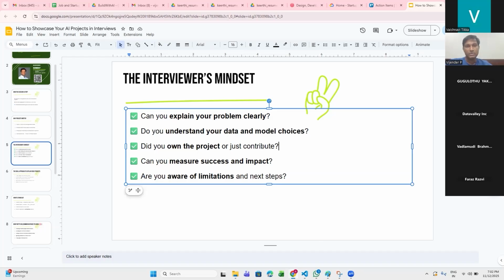Yeah. So, did you own the project or just contribute? I want to know what your role was in that project. If it is a 25-member team and you just did the data pre-processing part of it, or did you actually train the model, or build the model? Did you actually validate it? Did you deploy it? What stage of it have you done? Correct. I want to know that, right?